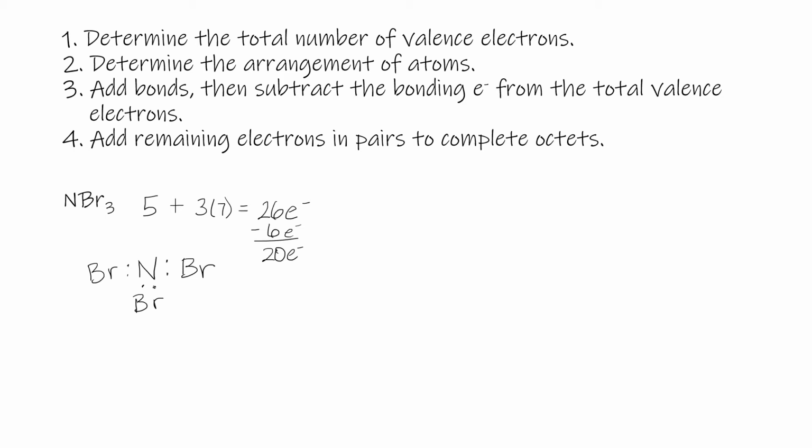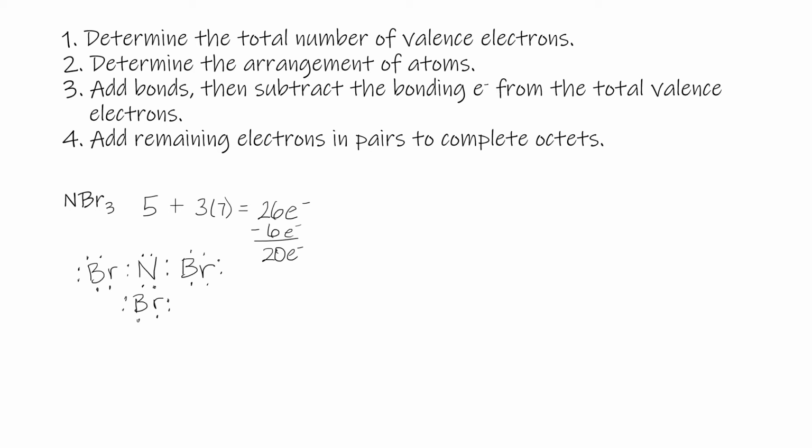I will just start by adding pairs around each of them. So there's 2, 4, 6, 8, 10, 12, 14, 16, 18, 20. That takes care of all of the electrons, and there are 8 electrons around each of those atoms, since the electron pairs that form the bonds count towards both atoms' octets. And so that is the completed electron dot structure for nitrogen tribromide.